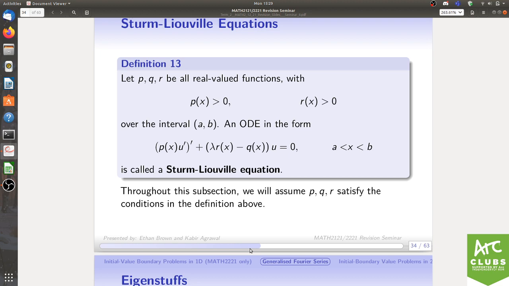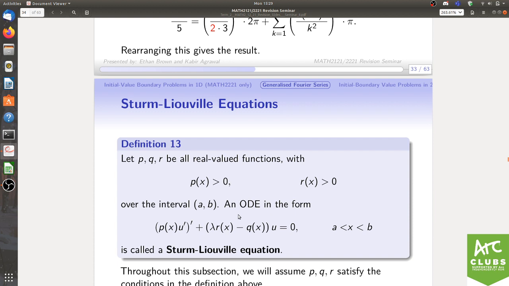now we move on to the theory of Sturm-Liouville equations. This one is mainly a 2221 idea, so the 2121 students don't need to know about this.